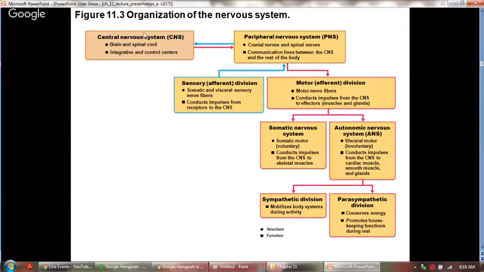This chart summarizes everything we have talked about so far. The two major parts are the central nervous system and the peripheral nervous system. The peripheral nervous system further divides into sensory and motor, the motor further divides into somatic and autonomic, and the autonomic further divides into sympathetic and parasympathetic.